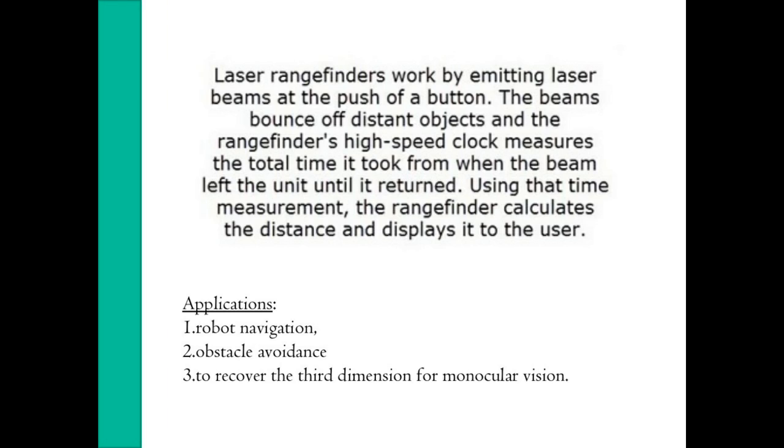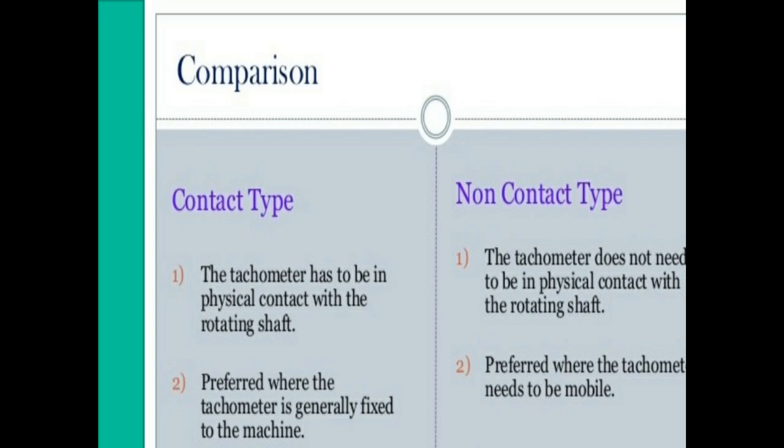The main application of these range sensors is in robotics. It is used for navigation, that is, the movement of the robot. If the robot finds any obstacles, it will change its direction. That is the second point, obstacle avoidance. Okay, these are the main applications of this range sensor in robotics.